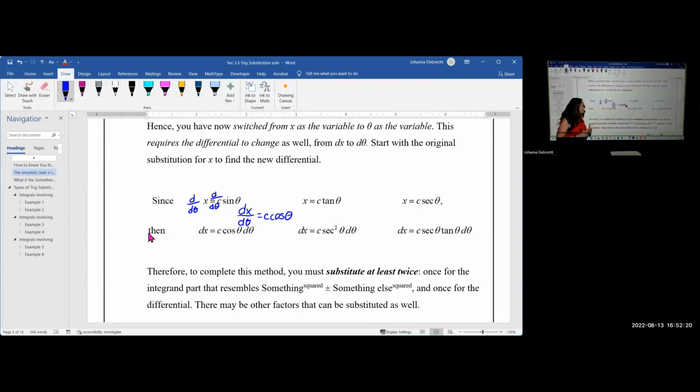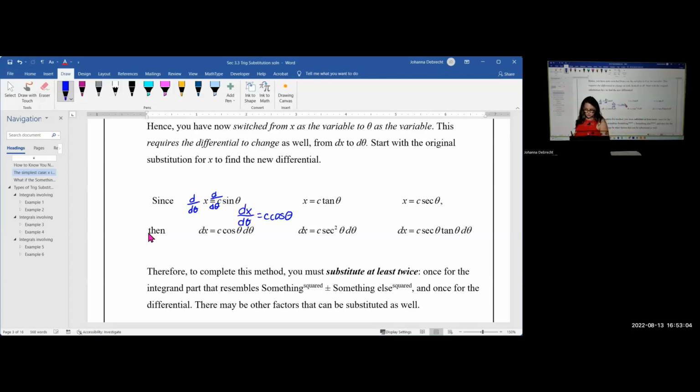Now, once I have that, I need to solve for dx, because remember, I switched the variable from x to theta, which means I have to switch the differential from dx to d theta. So I solve for dx by abusing the notation and swinging the d theta around. So that gives me that dx is c cosine theta d theta. In the middle part, I do a similar thing. I take the derivative with respect to theta of both sides, and this would give me c secant squared of theta with the d theta slid around to the right side in the abuse of notation. On the third substitution, I get dx equals c secant of theta tangent of theta d theta.